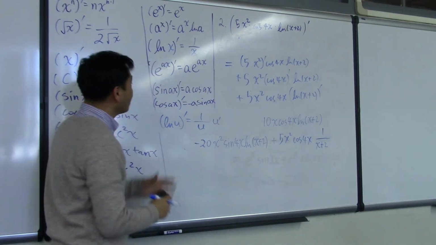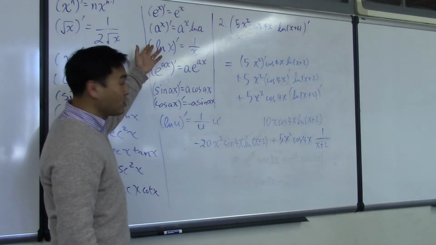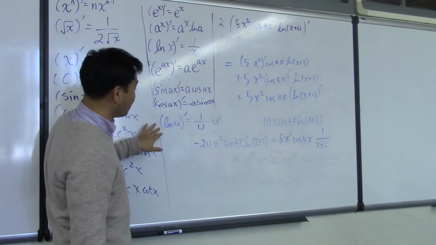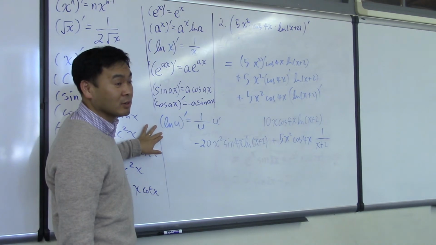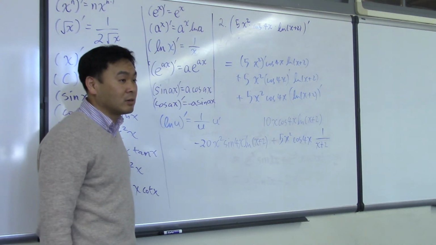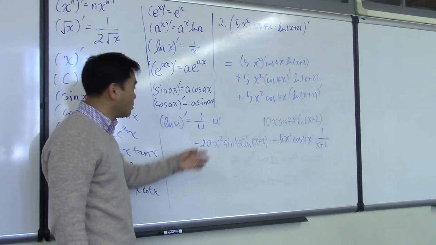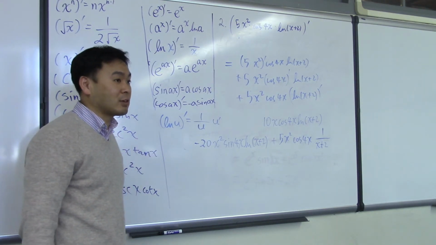So if you just have this, and then you use the chain rule, it's the exact same thing. So if it was natural log of x squared plus 2 or something, it would be 1 over x squared plus 2 and times 2x multiplied. Yeah, that's how it would work.